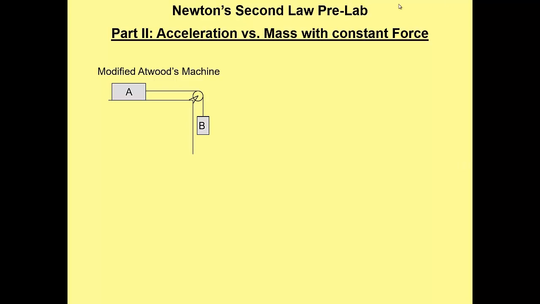So this is where we are going to keep the force constant, change the mass, and measure the acceleration. Kind of the opposite lab to Part 1. We're still going to use a modified Atwood's machine, and you are still going to use the Pivot Interactive for this. It's really the same setup as it was in Part 1, except we're going to change the mass and leave the force constant.